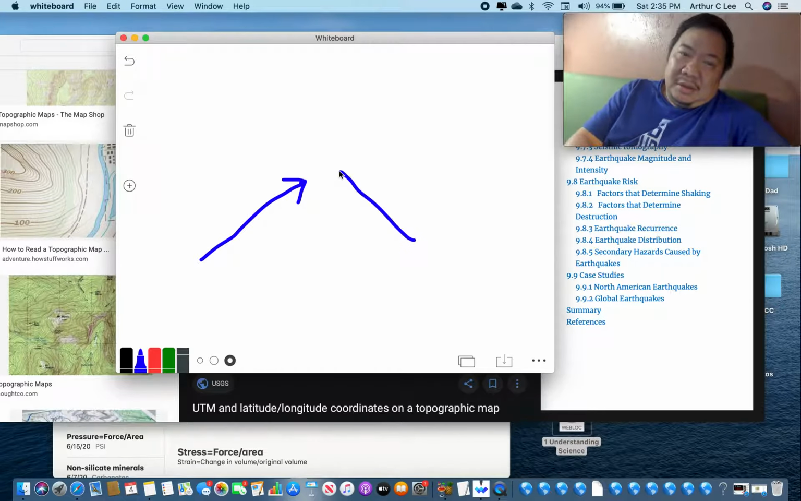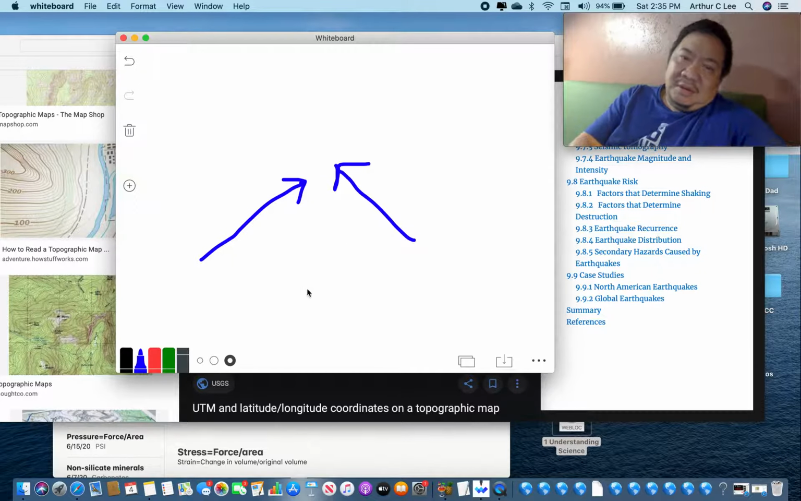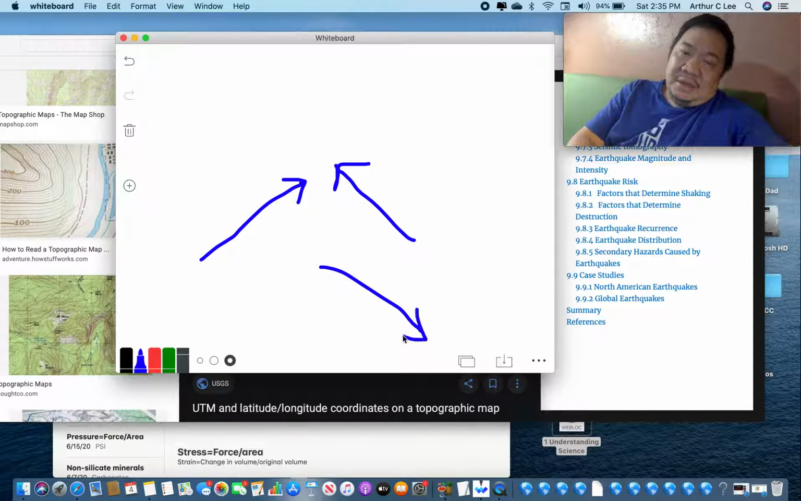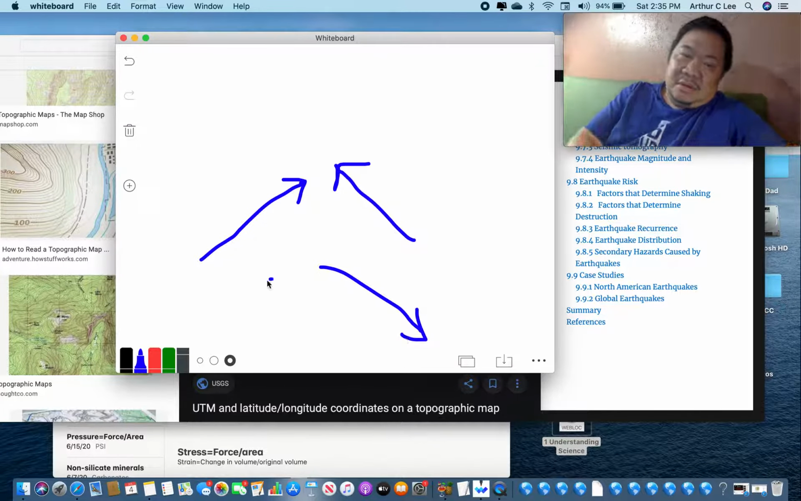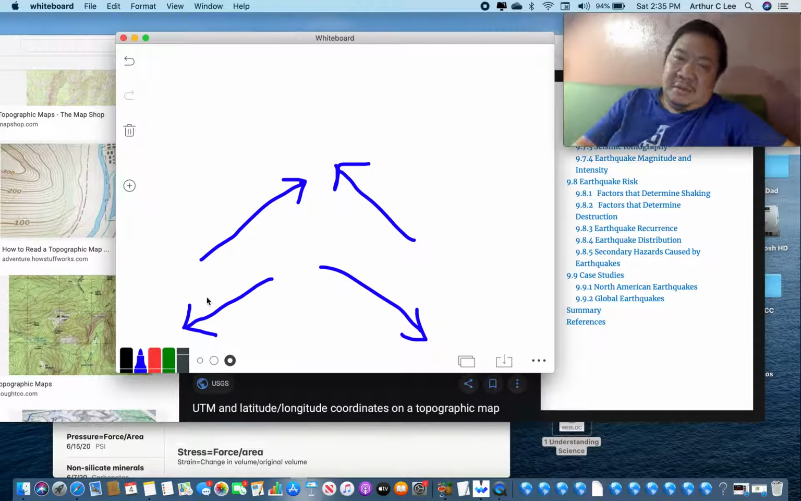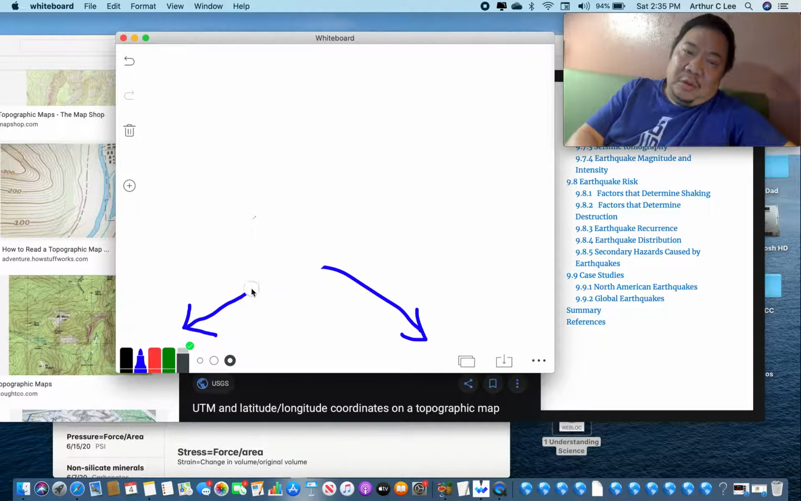How about this? That's northwest. This direction, southeast. This direction, southwest, right? So we always got to remember directions. Which way are we going when we're looking at a map?